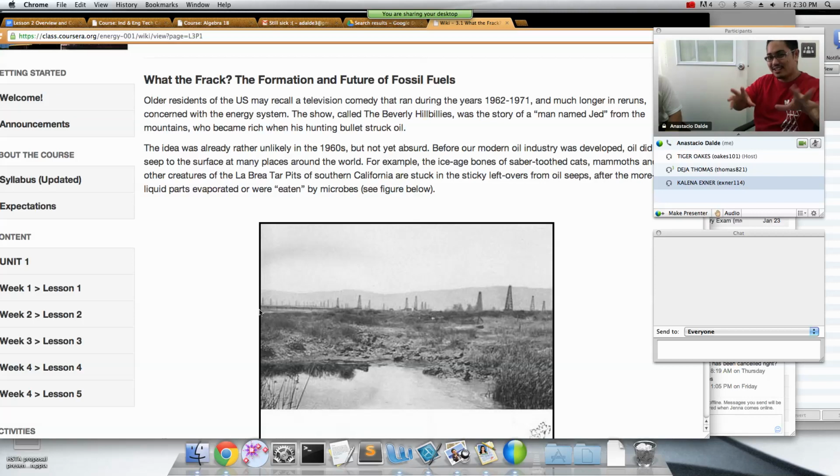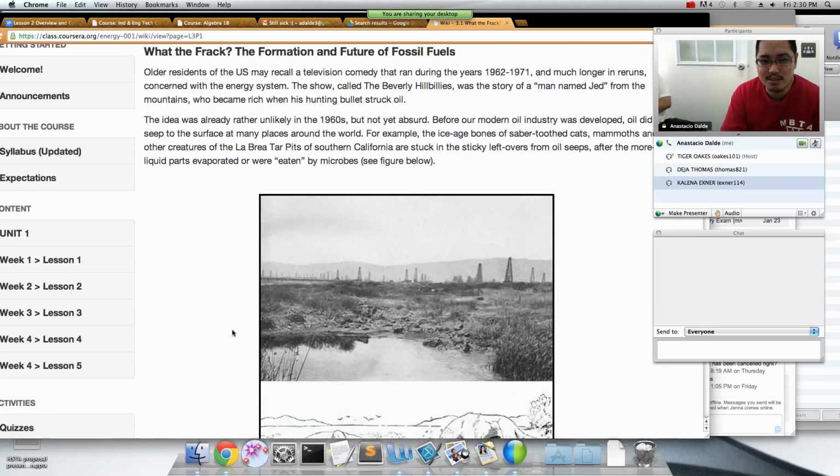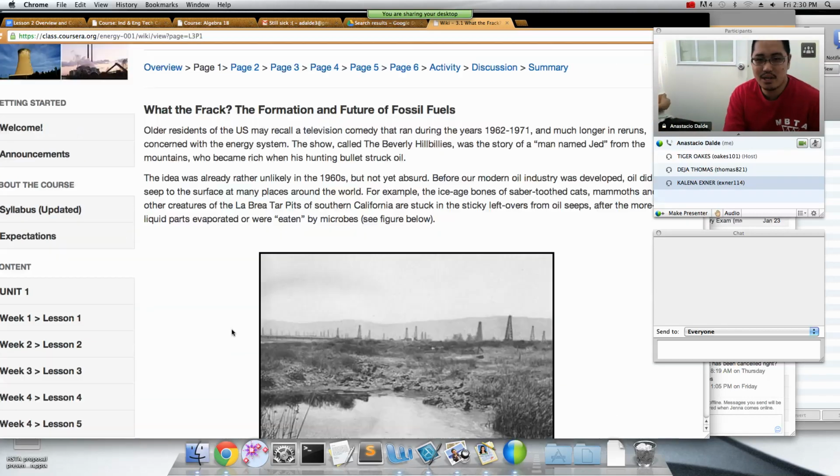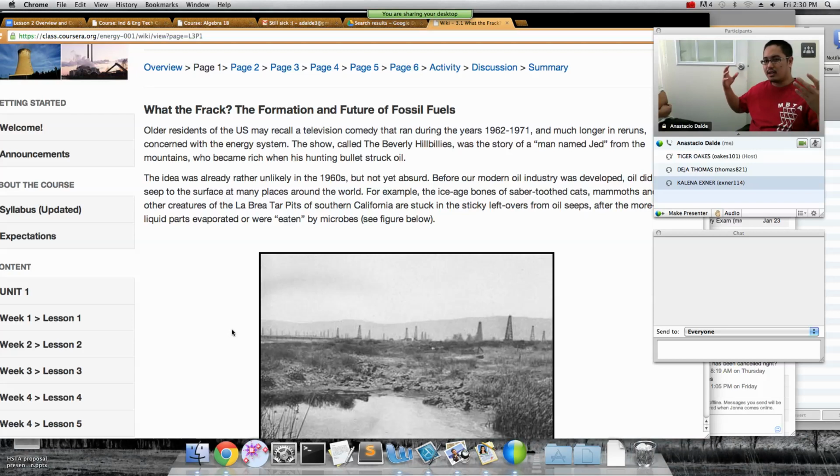The theme song is moving on up to the east side, because they're making it to Beverly Hills, where it's super posh and everyone thinks it's so cool. Anyway, I thought the story was absurd. I thought it was kind of interesting, but it's not completely absurd. Back in the 60s, that was the story they came up with, and there are places in the world where oil actually seeps out of the ground.